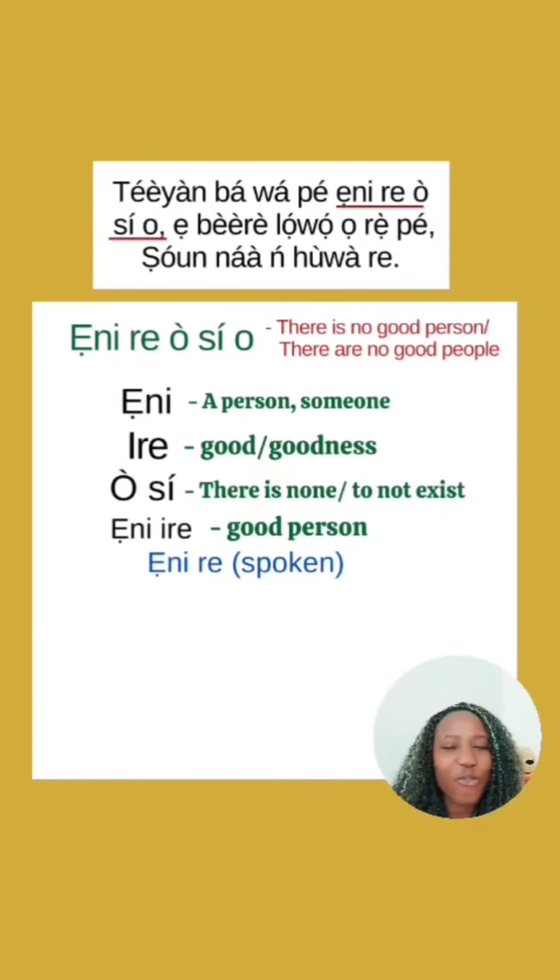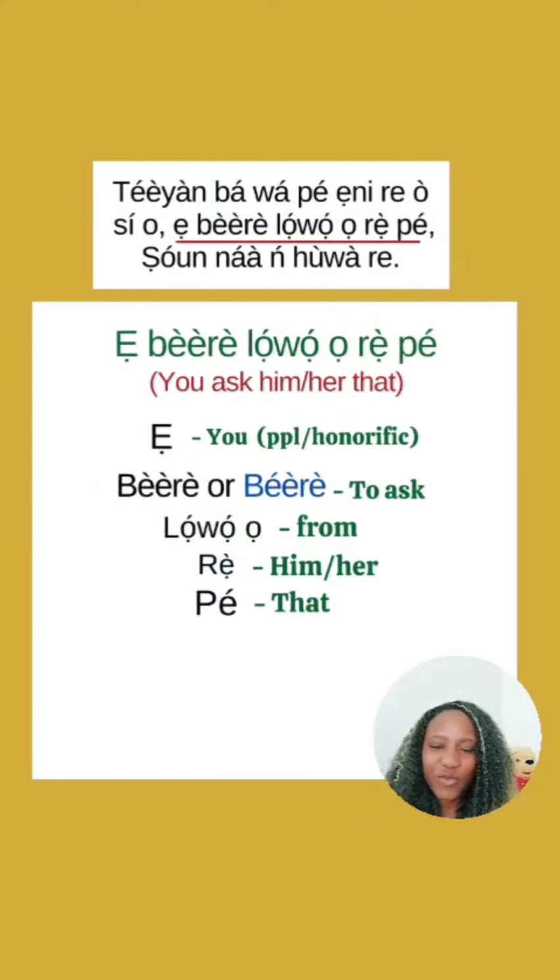Whenever you see a Yoruba word with no tone marks on it, no mark going this way or that way, know that it has the re tone sound. Eni, re, re. That is what it is. Eni, re, osio: there is no good person or there are no good people. If you have a question on this one, please write it down and I'm going to go through all of your questions. Now we're moving to the next slide, which is the next phrase.